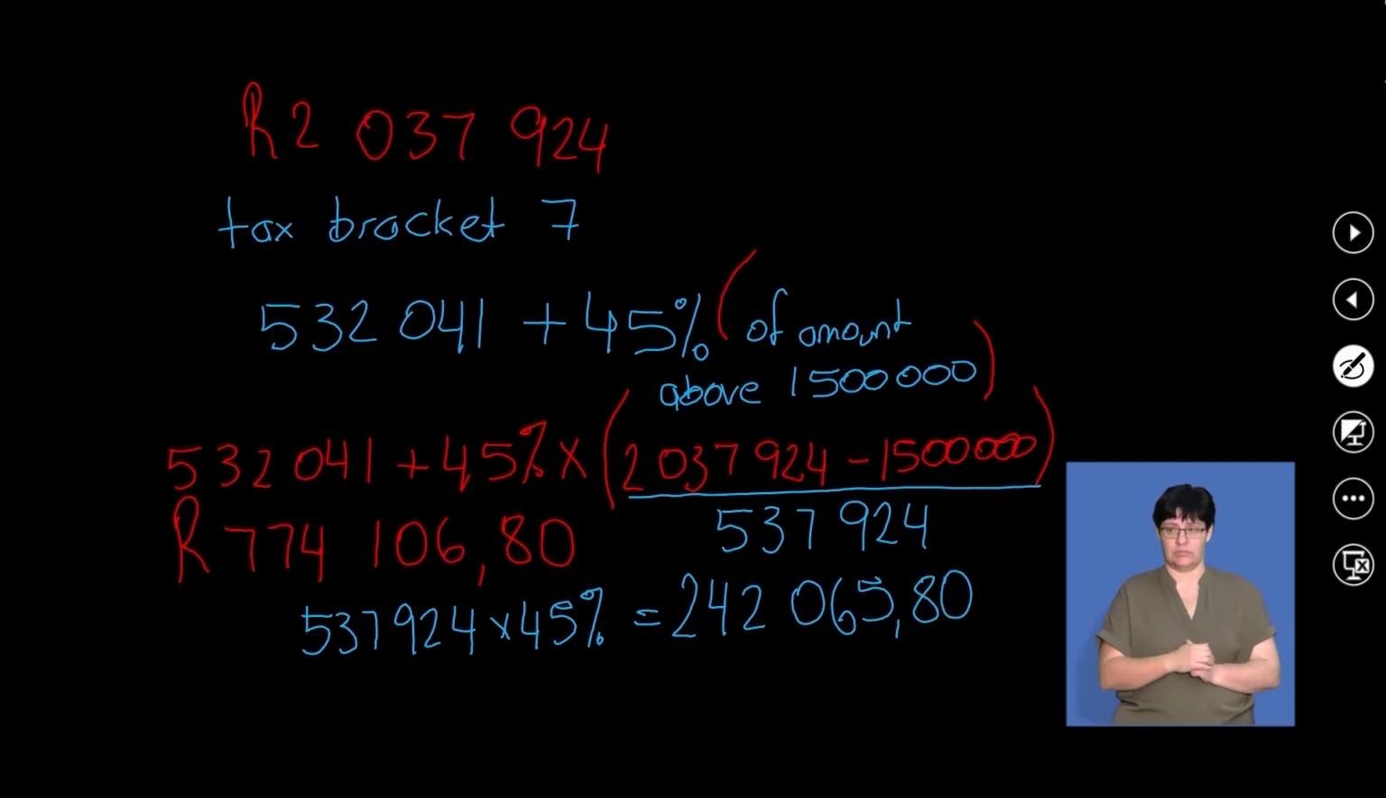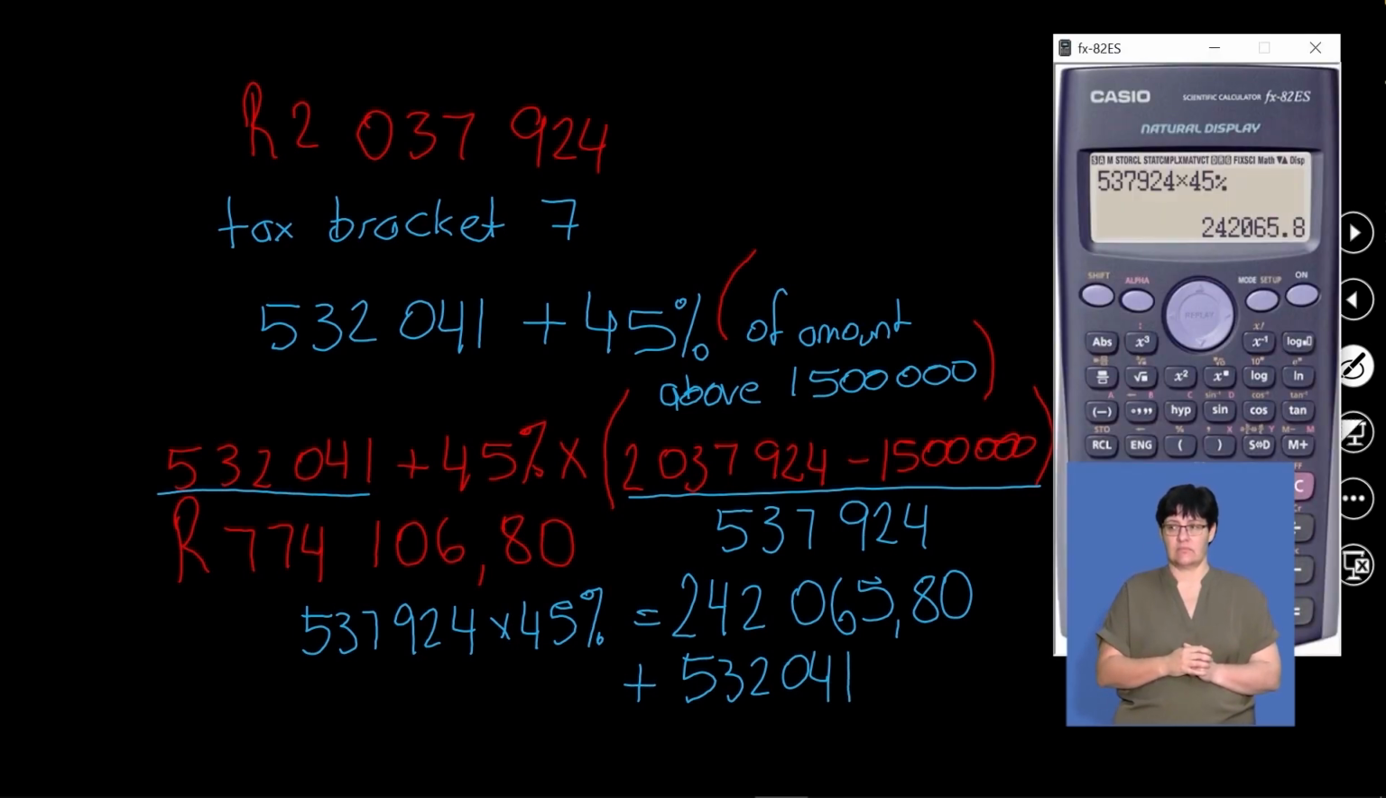$242,065.80. Now to that I need to add my initial amount that I had there, which was 532,041. So on my calculator, I'm going to do that. So now to that, I'm going to add 532,041. Check that I've got the right answer. And now I get the same answer that I got when I used the one step.